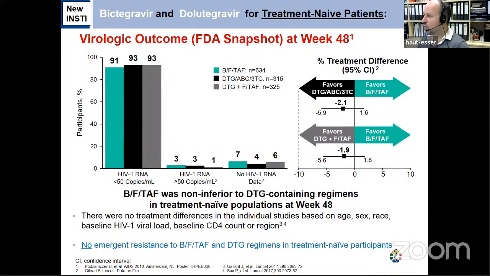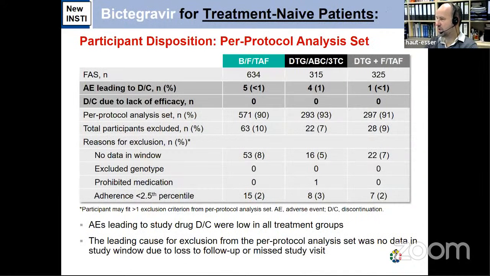There are Bictegravir and Dolutegravir with high efficacy and no emergent resistance in treatment naive participants of the different studies. This is true for Bictegravir and also for Dolutegravir. And so this might be a very potent and good option for our patient. You have low rates of adverse events. So in many centers in Germany, integrase inhibitors are the preferred choice for the first treatment.